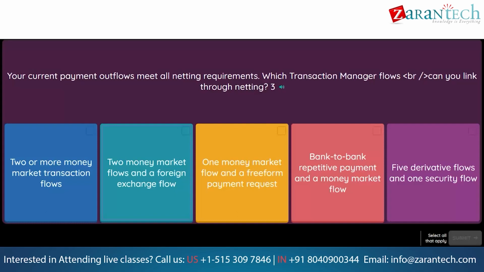Option 2, 2 money market flows and a foreign exchange flow. Option 3, 1 money market flow and a free-form payment request. Option 4, bank-to-bank repetitive payment and a money market flow. Option 5, 5 derivative flows and 1 security flow.